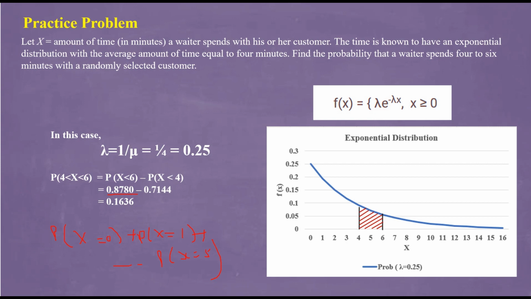Then similarly, you have to sum up probability of x equals 0 to x equals 3, right? So you will get probability of x less than 4, which comes out to be 0.7144. So finally, you will get the probability of x to be in between 4 to 6. So that is 0.1636. In this way, we can solve the problem on exponential distribution.